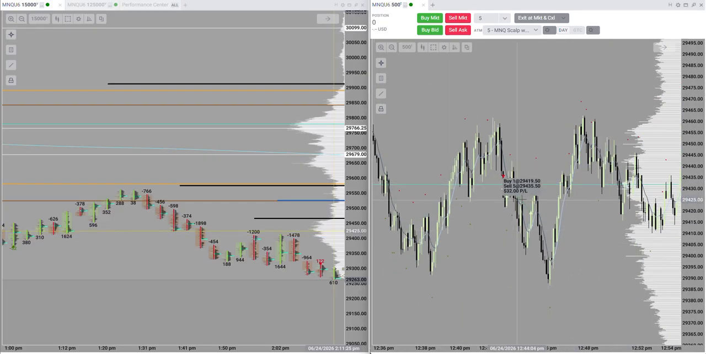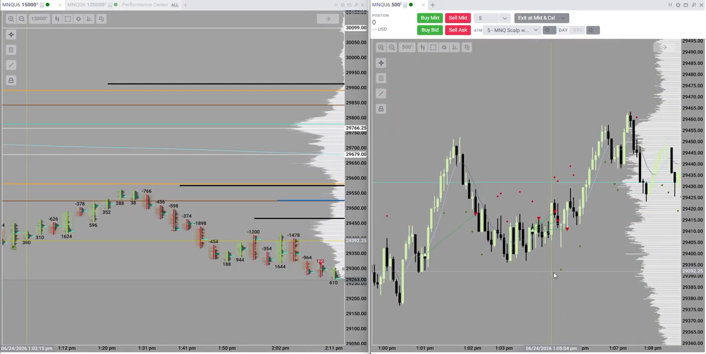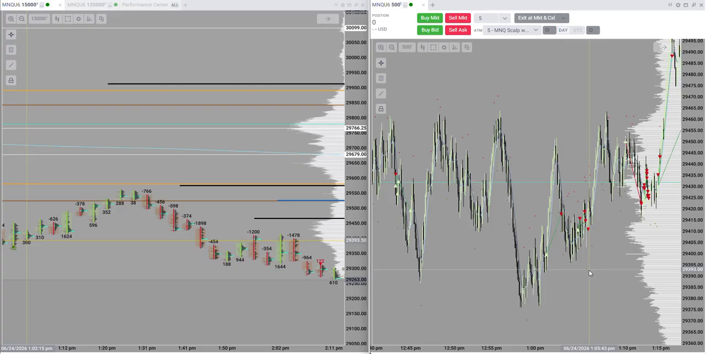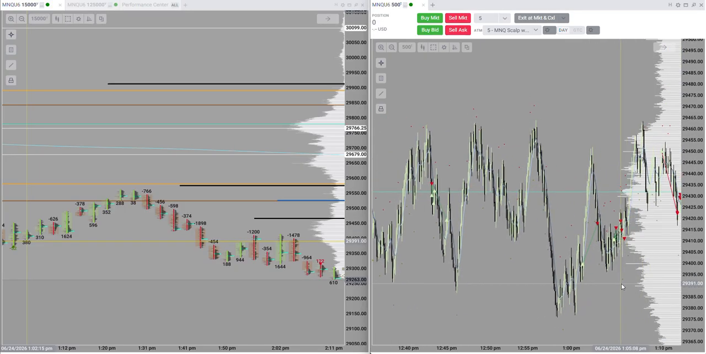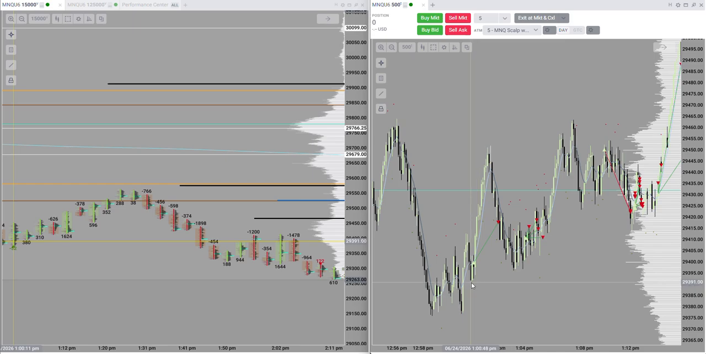Just a little one-lotter, just testing the waters on that one. Here's another little one-lotter. So this is interesting, and this is where I should probably talk about, this is where I changed my bias. So here we are. We're at 1 o'clock, and at 1 o'clock, I've got some decent profits on the books right now. Yeah, I'm up $1,200, like $1,400 at this point. With fees.